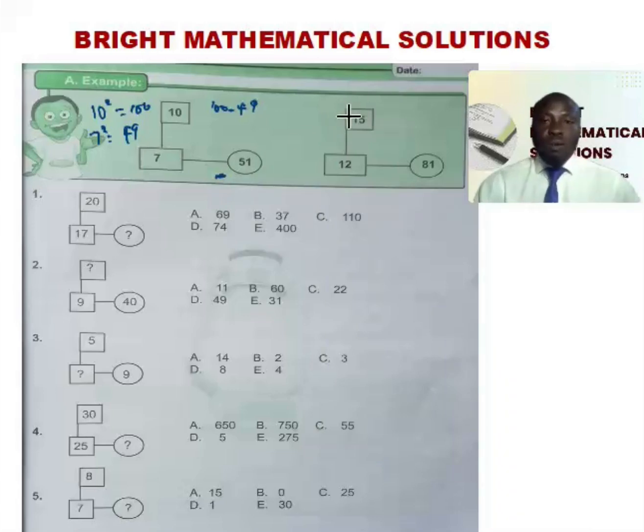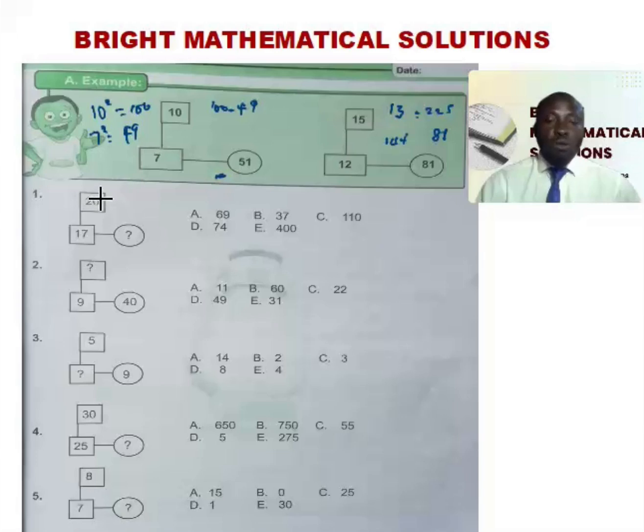So let us see whether the same thing applies to this. 15 raised to the power 2 gives us 225, and 12 raised to the power 2 is 144. If you subtract, this gives us 81. So the equation works for this example. Now let us take it to the exercise.